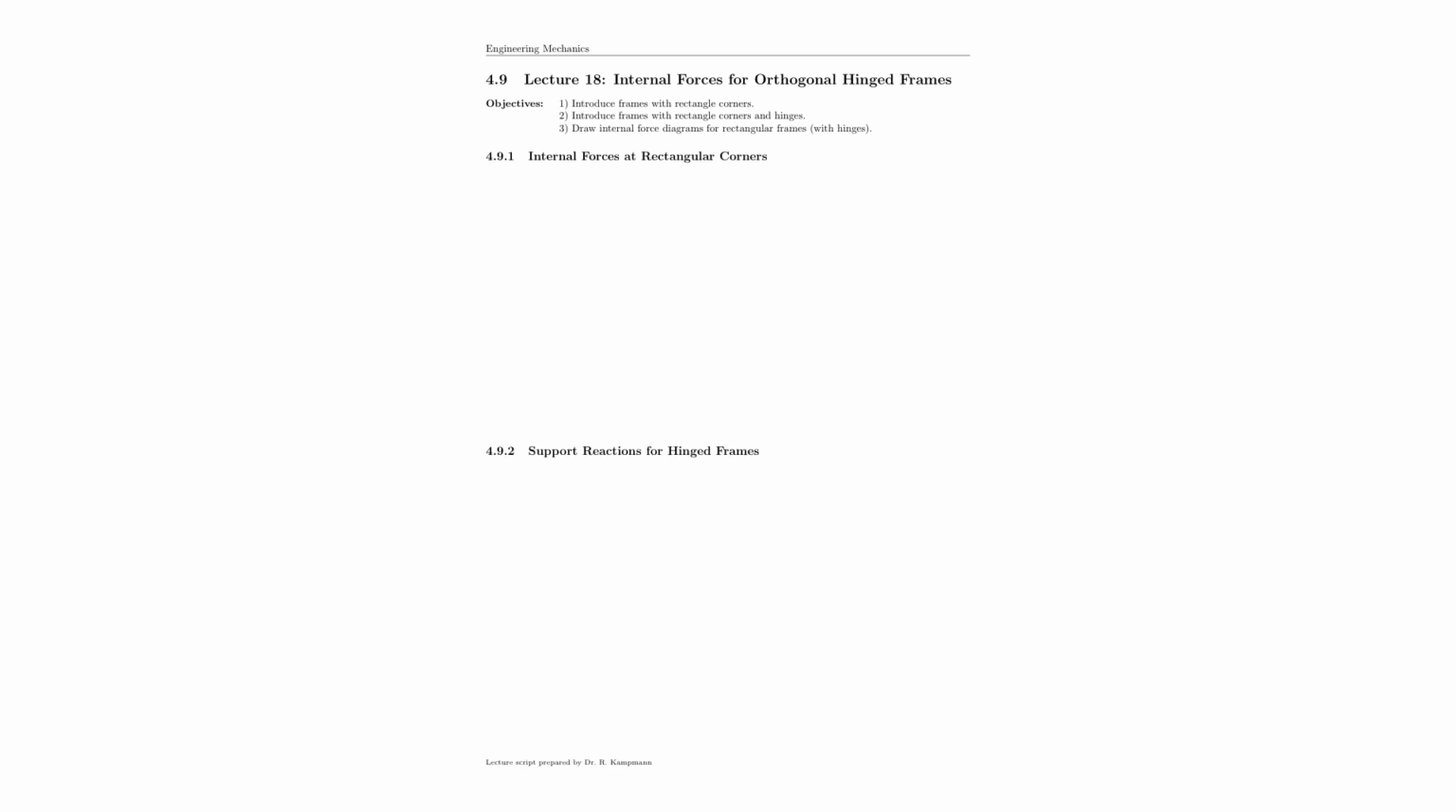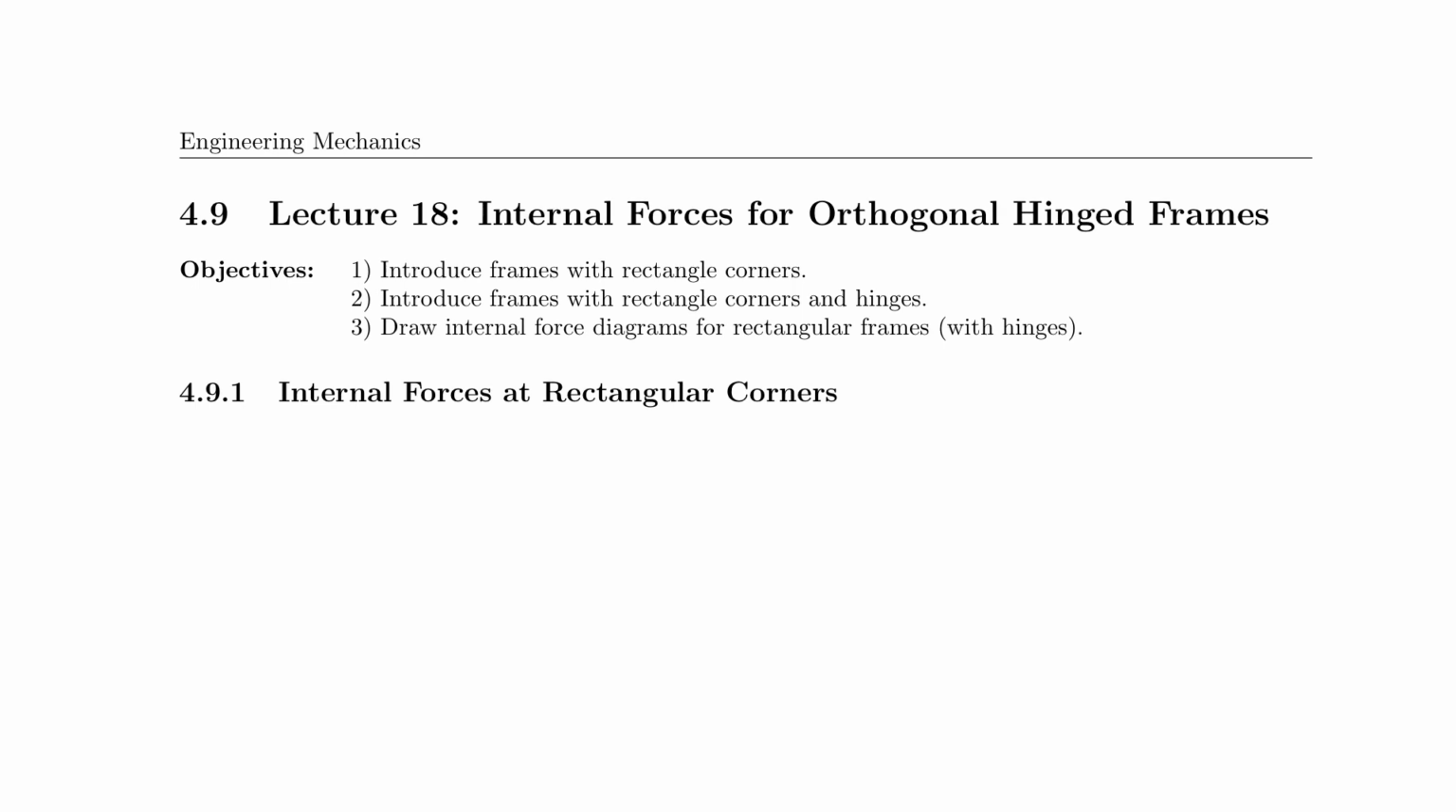Welcome back to a new lecture of engineering mechanics, and in today's lecture 18 we will focus on orthogonal hinged frames. And that means that we have to first talk about rectangular corners, because that is specific to our kind of frames today, because something very special is happening with them. And we will not just focus only on rectangular corners, because that is probably one easy thing that we can focus on, and so we can kill two birds with one stone.